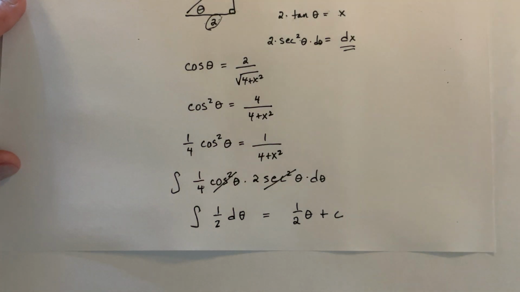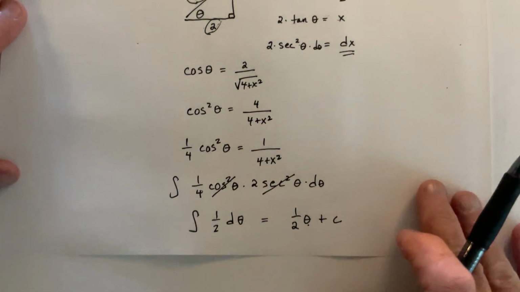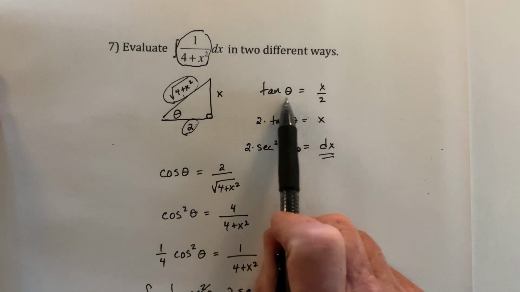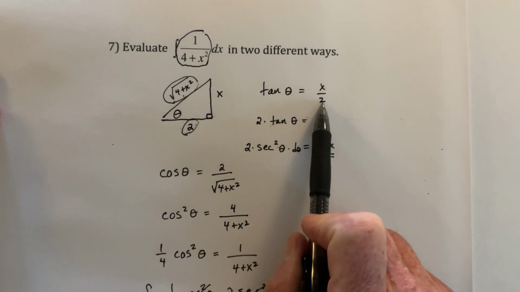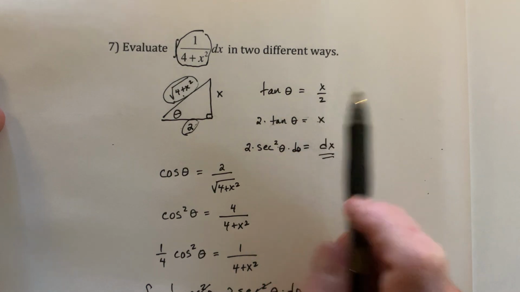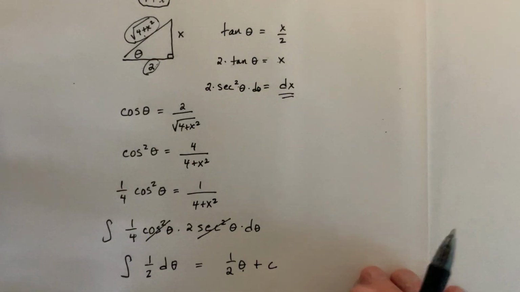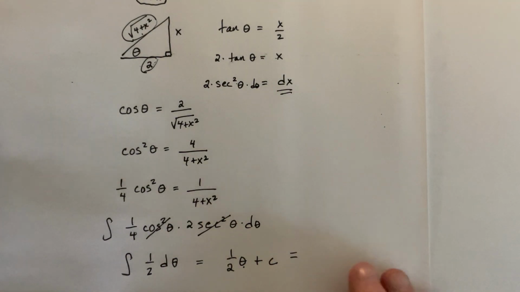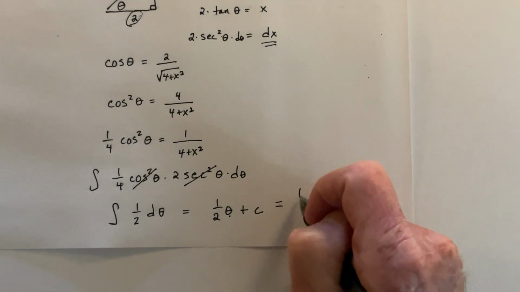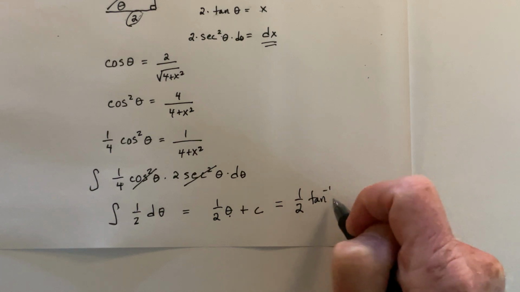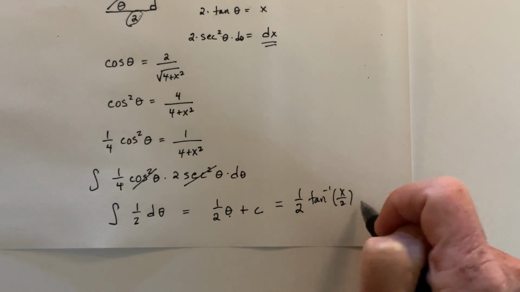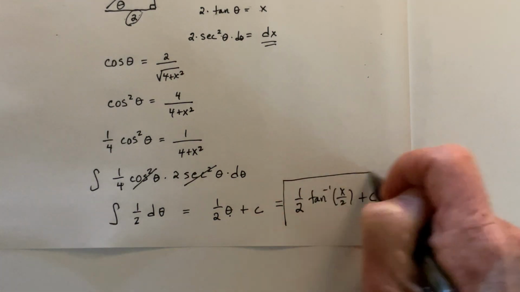And then we need to see what theta equals. So if you go back to this one right here, you could just take tangent inverse of both sides. And so it's going to be tangent inverse of x over 2. So my final answer is going to be 1/2, and in place of theta, you can put tangent inverse of x over 2 plus a C.